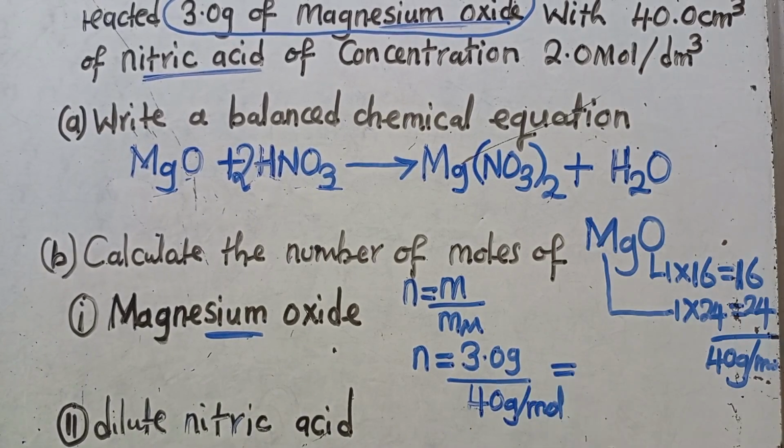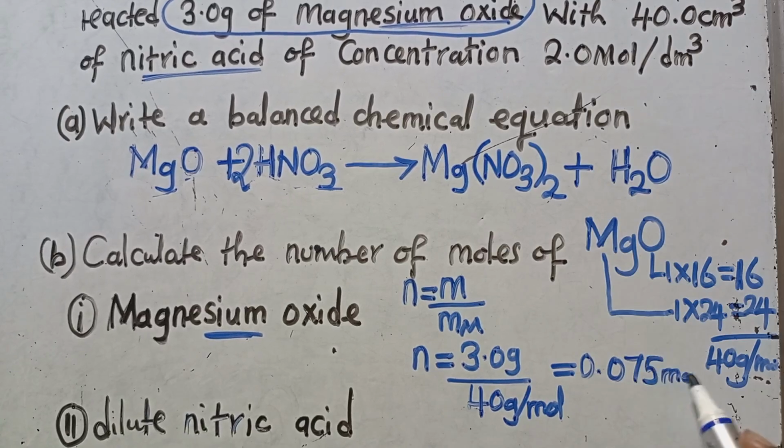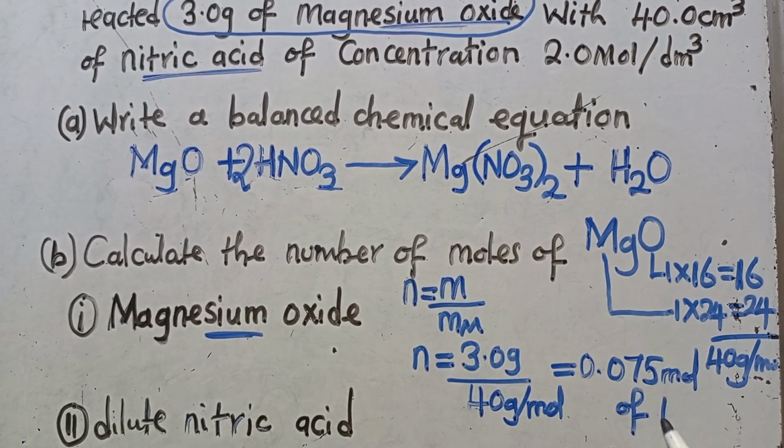So therefore, what would be the answer? If I divide now, you get your calculator, you say 3 divide by 40. What is your answer? 0.075. Then I say moles. Moles of what? Magnesium oxide. I've calculated. So this is the answer. This is how I just need to answer it. I'm done. I move now to the next question, which is dilute nitric acid number of moles.